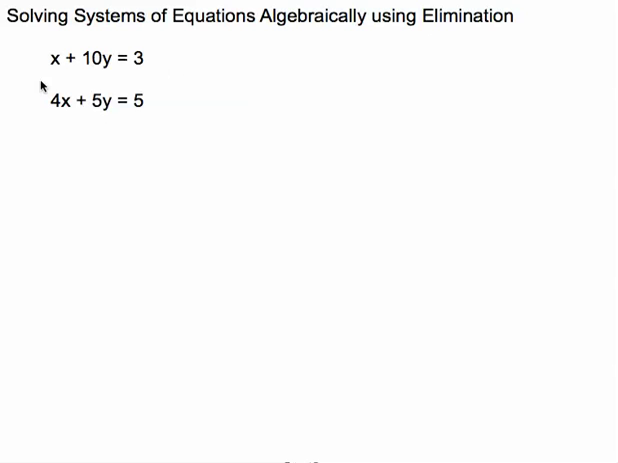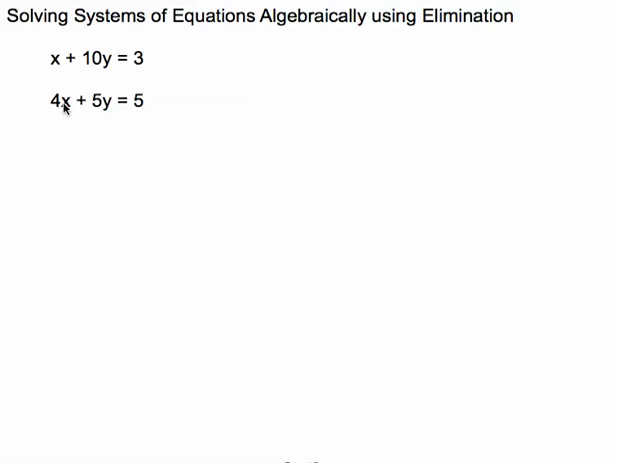Usually elimination is easiest when x and y are on the same side of the equal sign and they're equal to a constant, which is true here. So elimination probably would be the fastest way. So look at the coefficients of x and y and first decide if there are any coefficients that are opposites. In this case, 1 and 4 are not opposites and 10 and 5 are not opposites. So you can't just add the equations together yet.